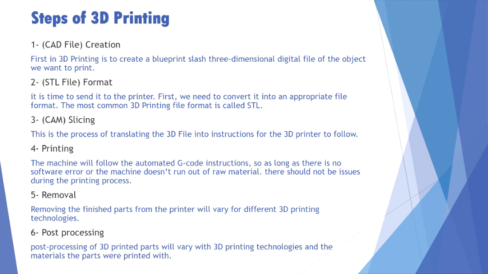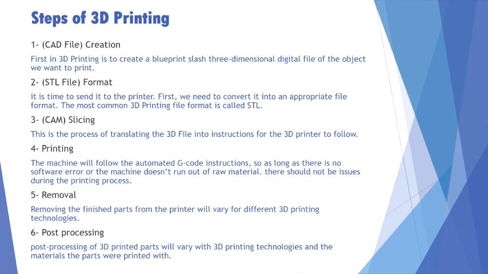Third, the 3D file must be translated into instructions for the 3D printer to follow. Fourthly, you need to make sure that the machine is supplied with enough amount of printing material and the printing file is free of errors. If all is done, the printer will be able to print the piece properly.